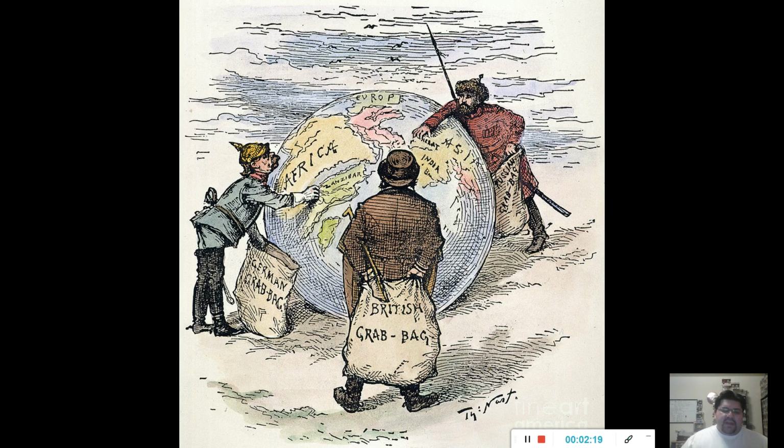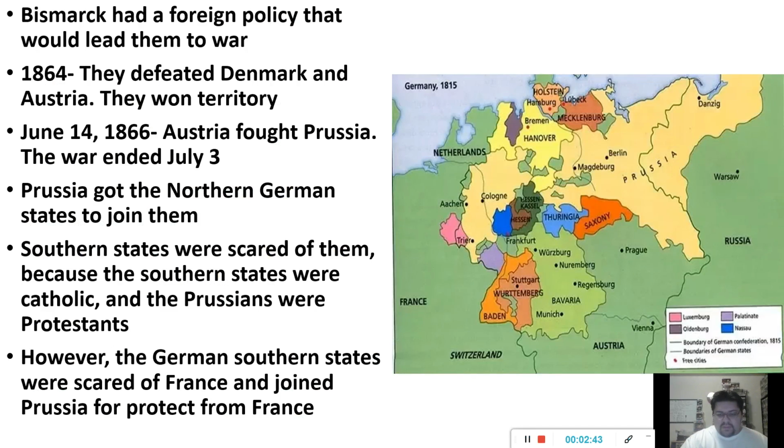That's the first question: who are the three countries with the bags? The second question asks you, why do you think the guy in the middle, the one who's not facing us, has his hand behind his back? Why do you think he's not trying to grab places like the other two?